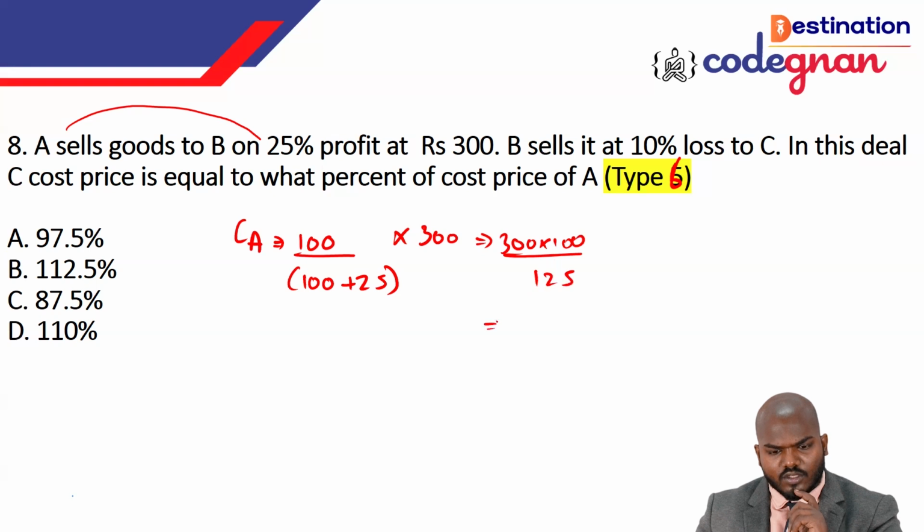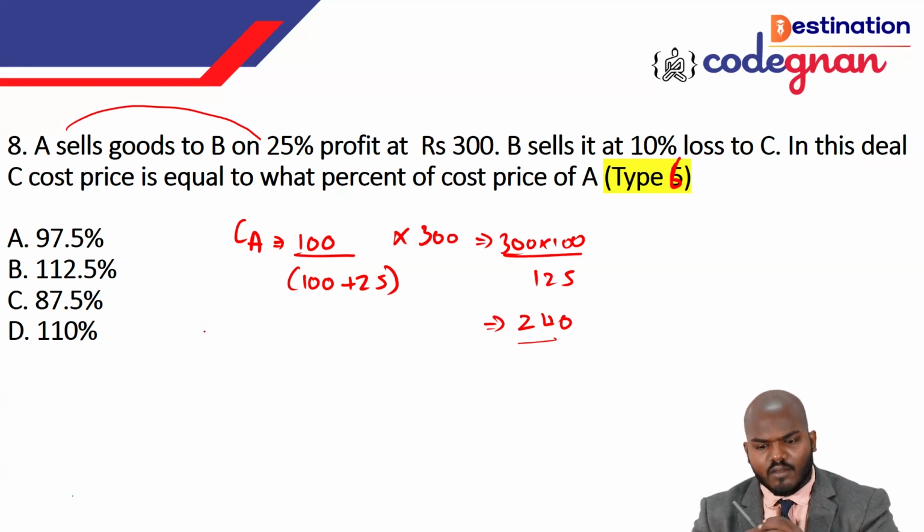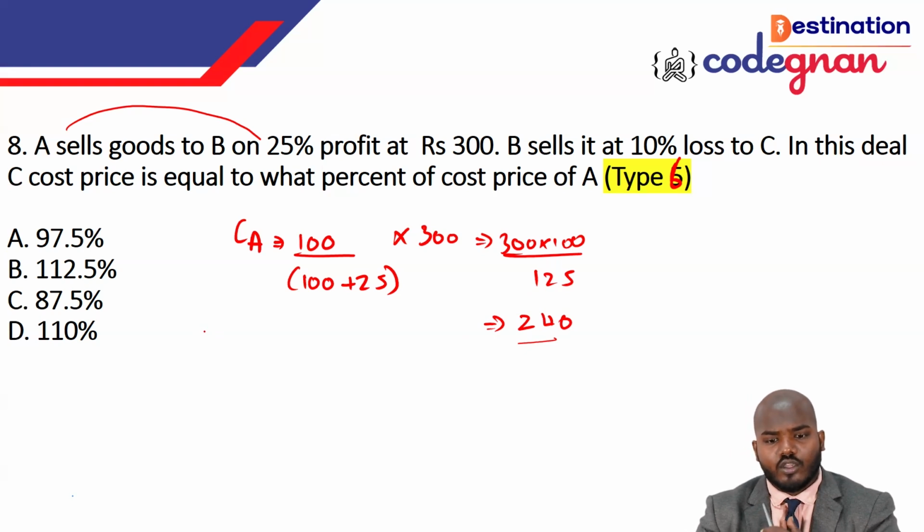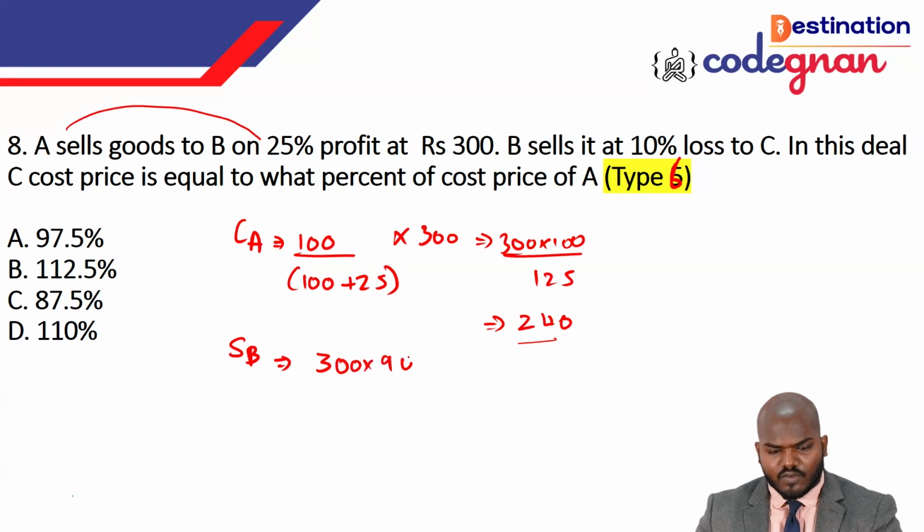If you work it out, this will give you the value 240. Then we want to find the selling price of B. Why do we want to find B? We can use the cost price of B. Why should we use the selling price of B here? I'll tell you. First, if you find the selling price of B, it gives you the same formula: 300 times 90 by 100. If you apply that, it will give you the value 270 here.